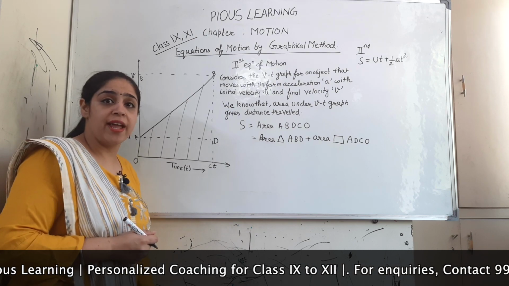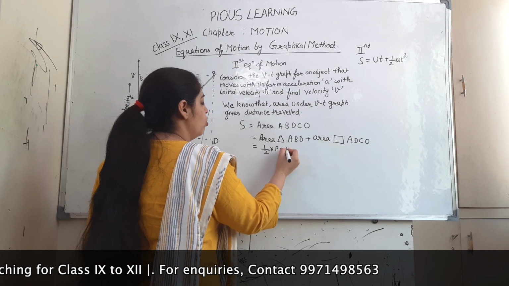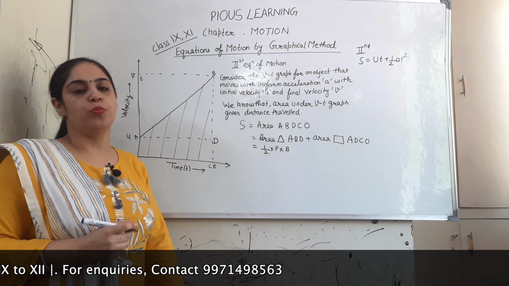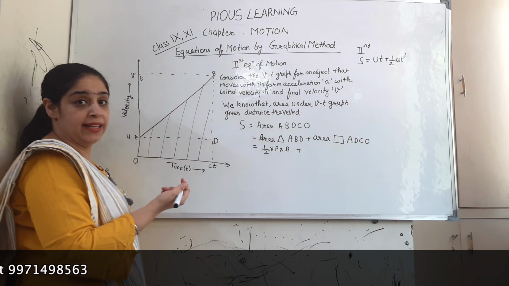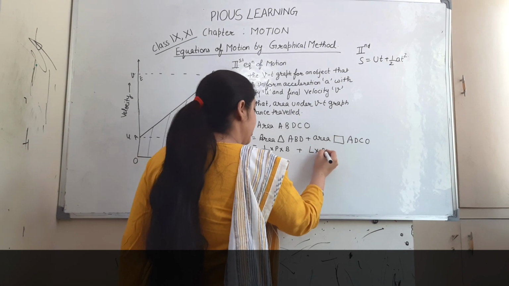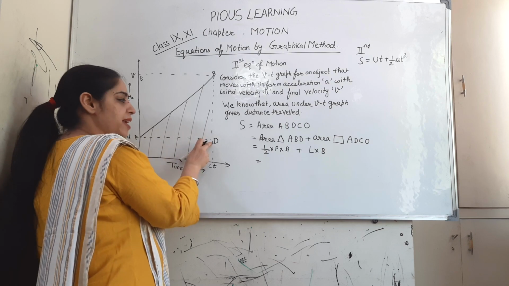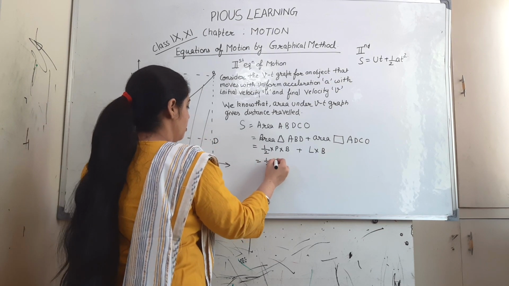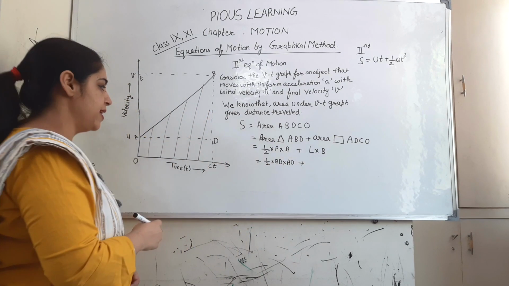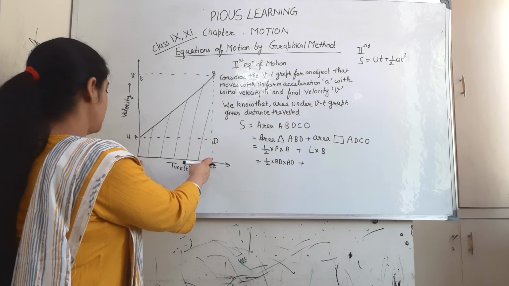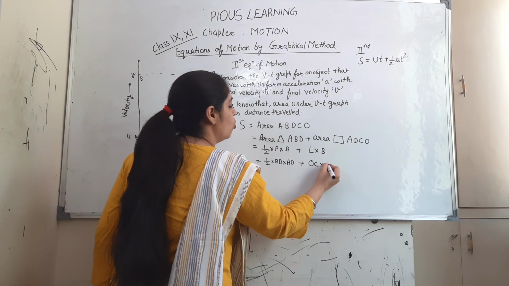What is the area of a triangle? That is half into perpendicular into base, plus area of a rectangle क्या होता है? Length into breadth. Let's now write down what is the perpendicular. Perpendicular is BD, base is AD. So half BD into AD plus, in this case, what is my length? OC and OA. So OC into OA.